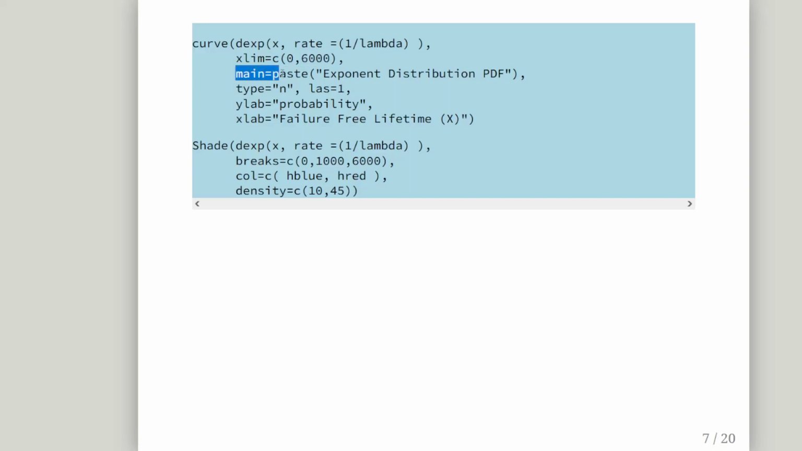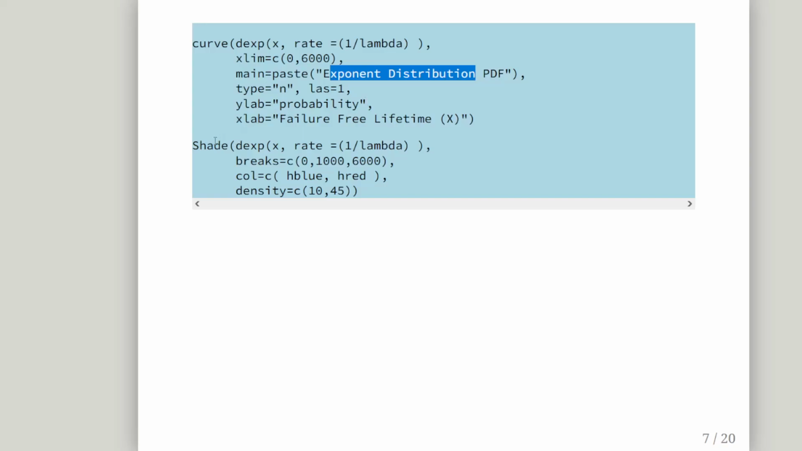Main puts in the title. Actually, I don't really need paste there. You can knock that out. But it's the exponential distribution PDF, probability density function. And there are a couple more commands besides that you can try out. Essentially, the first three lines are the main three lines, to be honest with you.